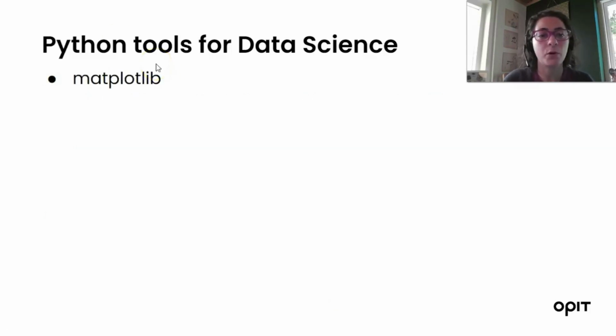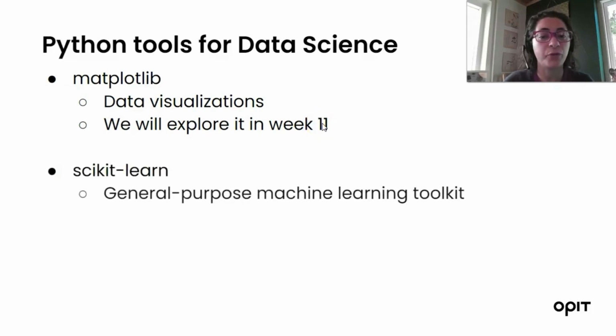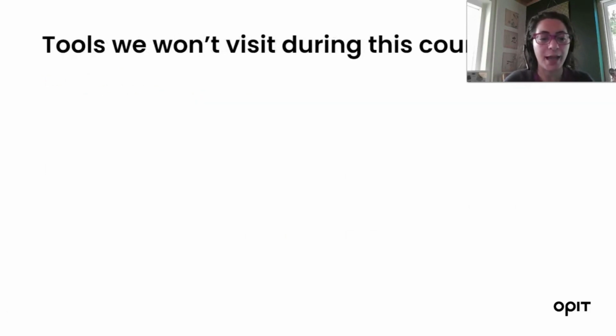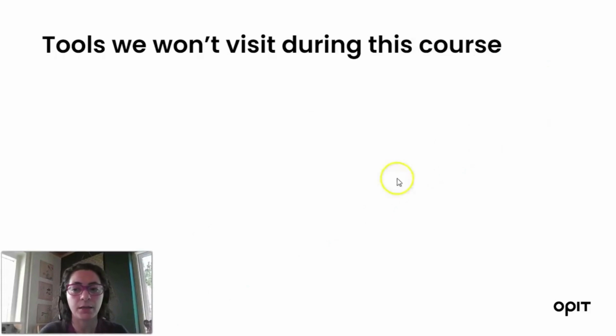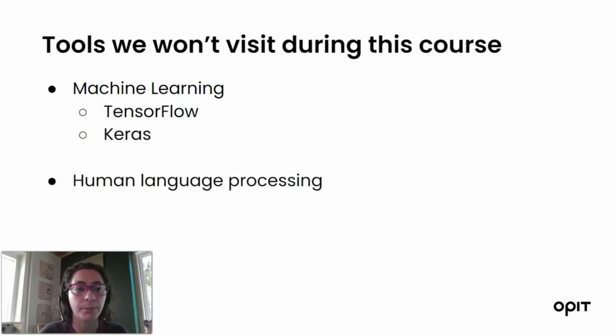Matplotlib is perhaps the most popular tool for visualizing data. We will learn how to use it in week 11. The library scikit-learn is a toolkit for performing general-purpose machine learning with Python. We will take a look at this library in week 12. There are, of course, several more tools and libraries in Python for machine learning applications, such as TensorFlow or Keras. Python also has a strong support for human language processing applications. Libraries such as NLTK and spaCy offer basic and more complex functionalities for this type of applications. We will not be visiting these libraries or these applications in this course.